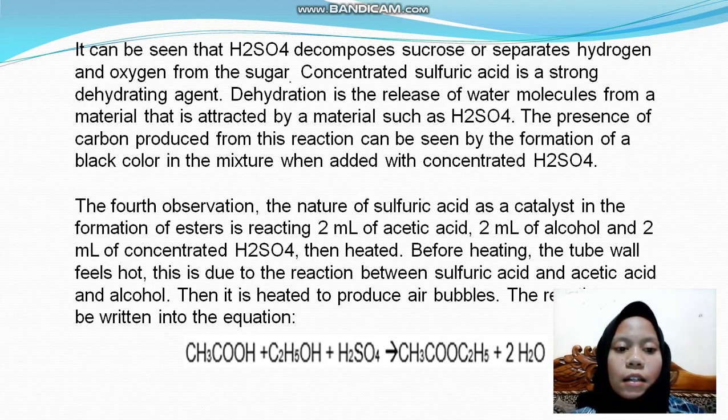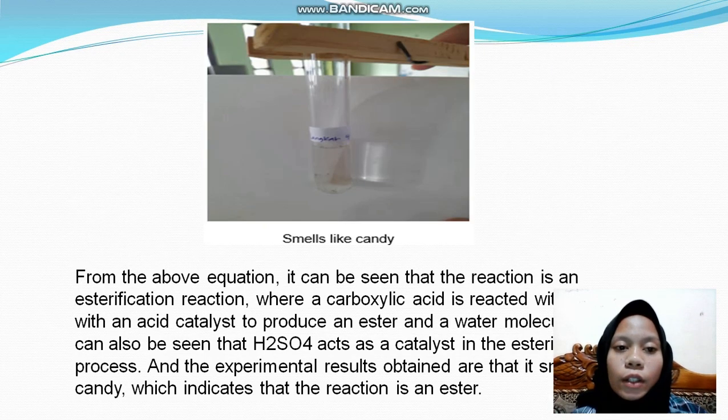sulfuric acid. The fourth observation, the nature of sulfuric acid as a catalyst in the formation of ester, is reacting 2 ml of acetic acid, 2 ml of alcohol, and 2 ml of concentrated sulfuric acid, then heated. Before heating, the tube will feel hot. This is due to the reaction between sulfuric acid and acetic acid and alcohol. Then it is heated to produce air bubbles.